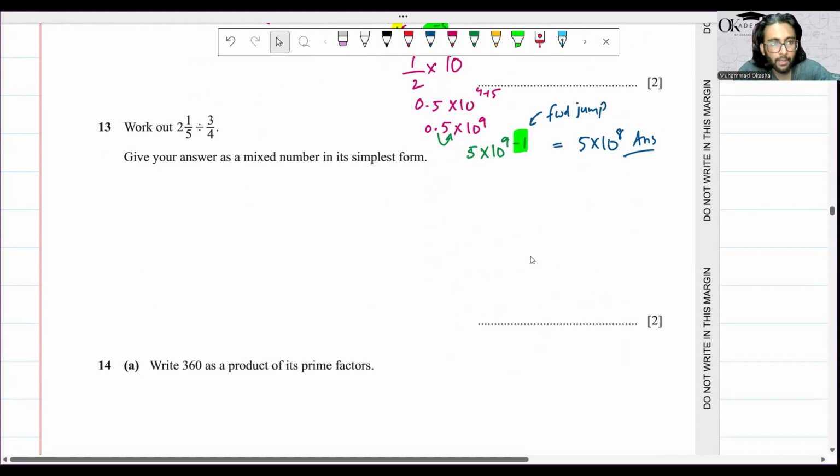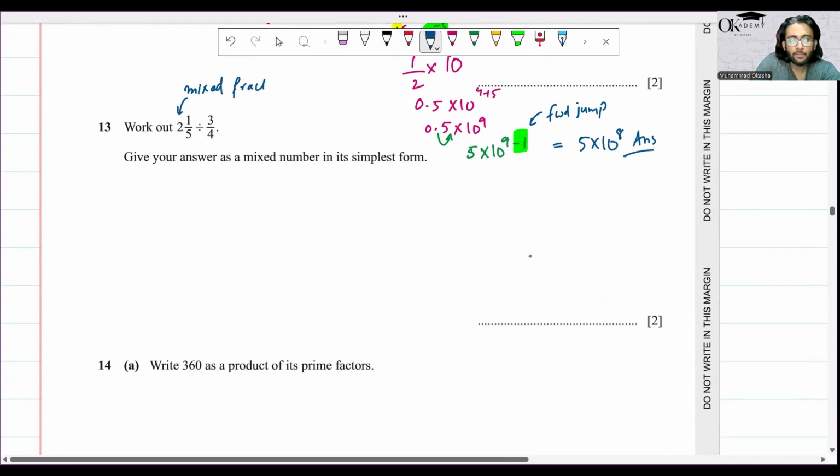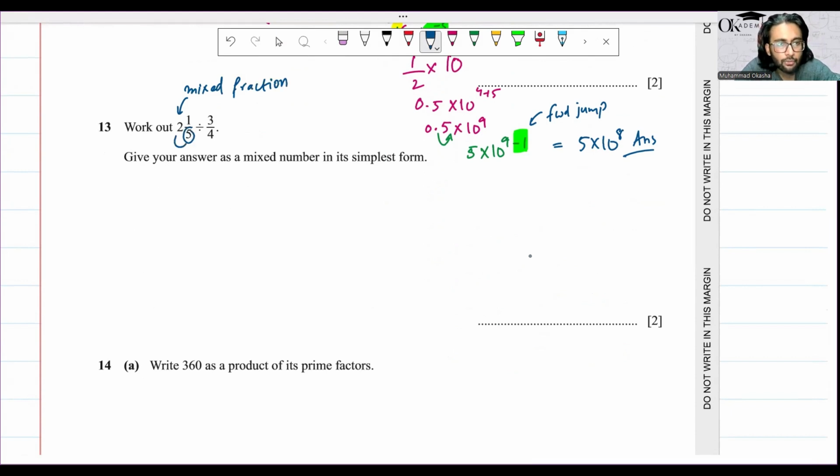Question 13. Work out 2 1 over 5 divided by 3 over 4. So I am taught, first of all, I have to convert this into a normal fraction. This is a mixed fraction. I'm sure you know how to convert this into a regular fraction. You multiply 2 with 5, and then after you're done multiplying, you do an addition.